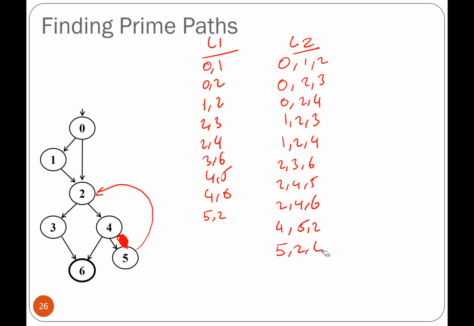No, before 5 to 4. 5, 2, 3. And 5, 2, 4. So you got 1, 2, 3, 4, 5, 6, 7, 8, 9, 10, 11. So 11. So 0, 1, 2 is here, 0, 2, 1, 2, 2, 3, 2, 4, 2, 4 exists, yes, 3, 6, 4, 5, 4, 6, and 5, 2. So all of the length 2 is there.